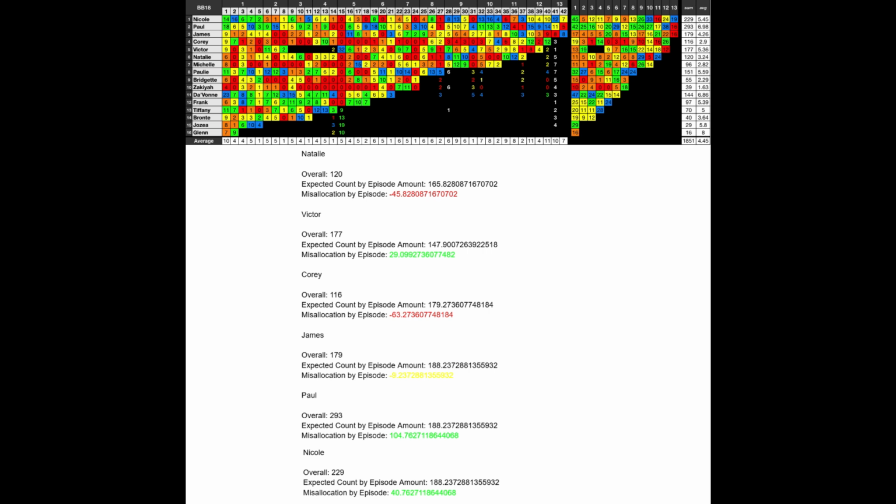Nicole got 229 diary rooms, and her expected count by episode amount is 188.23, causing a 40.76 misallocation. And this really isn't that much of a shock since she is a veteran and they like her anyways. And Nicole knew what to do for the diary room to get to the narration that they wanted, despite her not being the best diary room person.